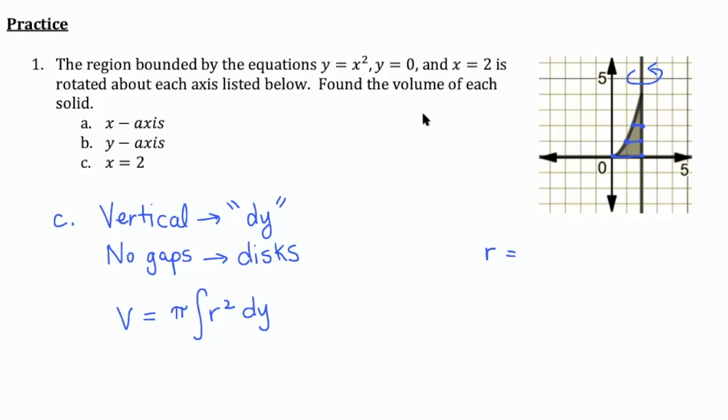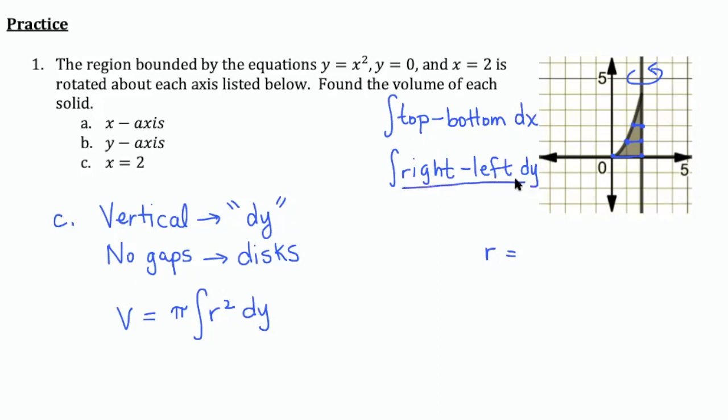between two functions, we learned about integrating either the top function minus the bottom function, or integrating the right function minus the left function, depending on whether we were integrating with respect to x or with respect to y. Now, in this instance, we are integrating with respect to y. So therefore, I need to calculate my little r by subtracting the rightmost function minus the leftmost function to get the value of the radius.